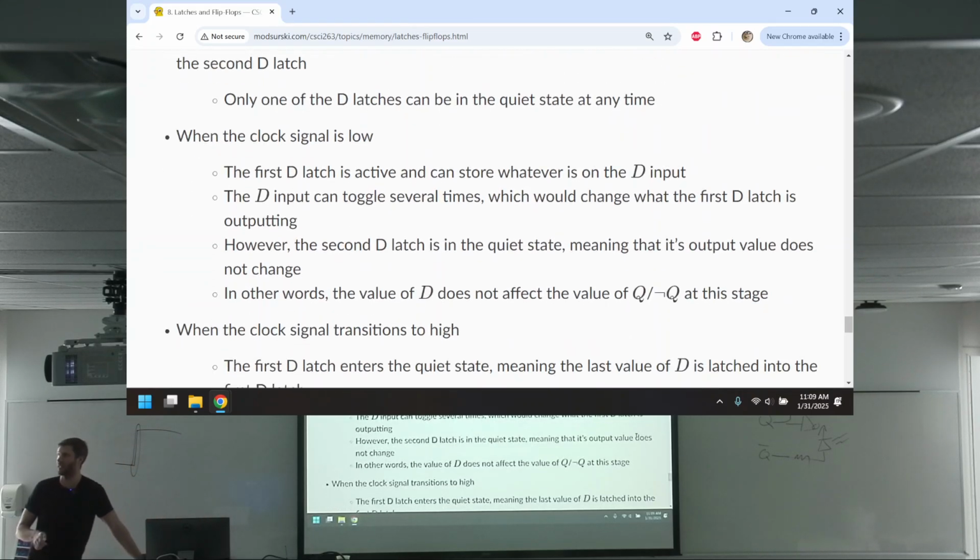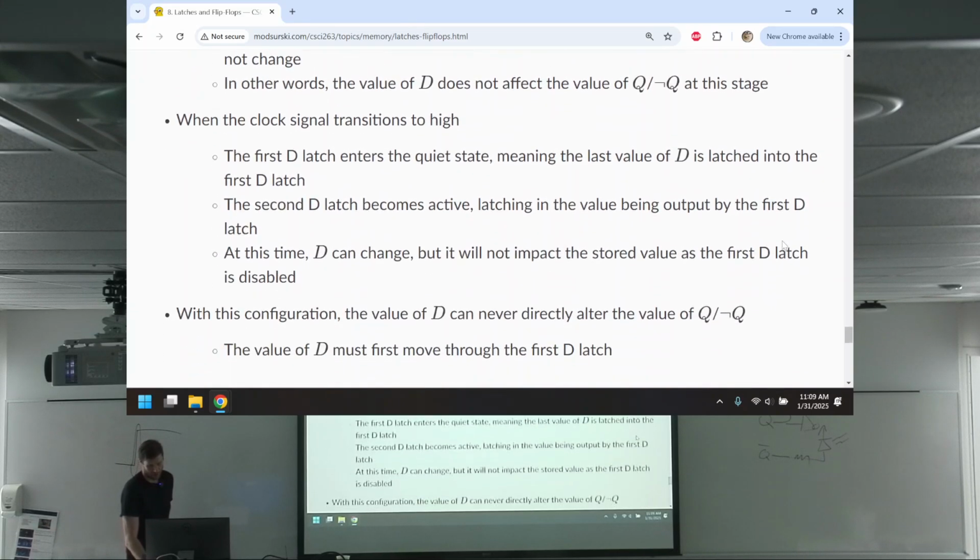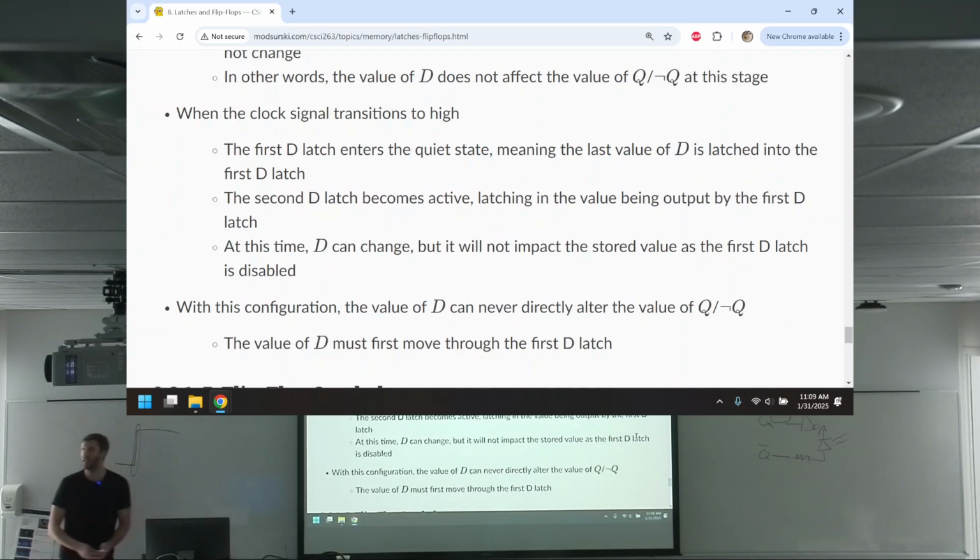The first D latch is active and can store whatever is on the D input when the clock signal is low. The D input can toggle several times, which would change the first D latch's output. The second D latch is in the quiet state, meaning that the output value does not change based on the output of the first one. In other words, the value of D does not affect the value of Q and not Q. When the clock signal transitions to high, the first D latch enters the quiet state, meaning that the last value of D was latched in.